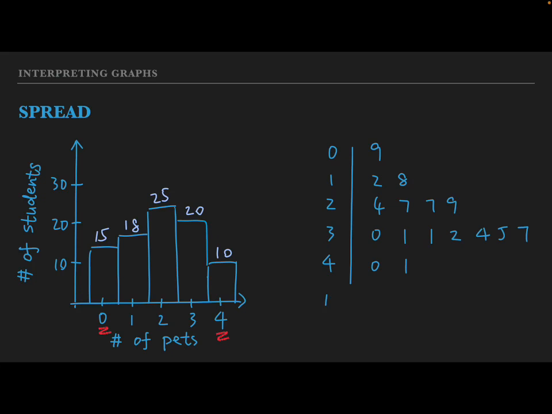Similarly, in the stem plot here, we find the smallest value is 9 students, and the largest value is 41 students. Therefore, the spread here is from 9 to 41.